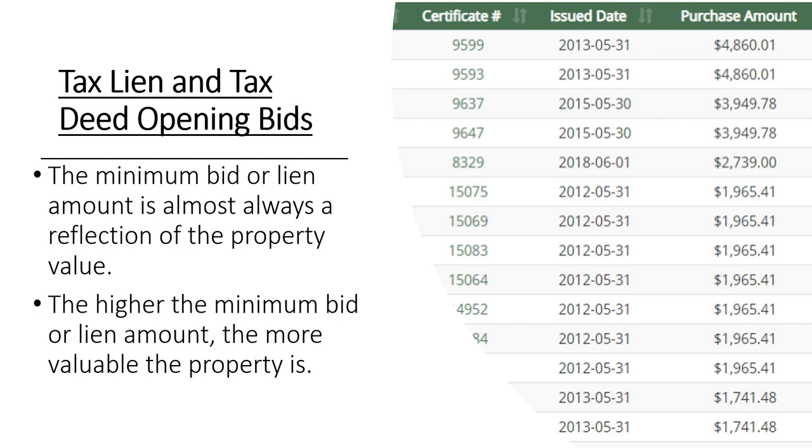So generally speaking, the higher the minimum bid or lien amount, the more valuable the property is. The only exception to this is in cases where there's something wrong with the property, like for instance if the property has an excessive amount of roll-up with it, meaning that there are many years of taxes that are owed on the property and it hasn't been foreclosed on. In that type of a case, you'll see a purchase amount that doesn't reflect what the property value is. It doesn't appear to be accurate compared to other properties, and that's one of the things that will begin to stand out to you if you're looking at properties just based on the price.